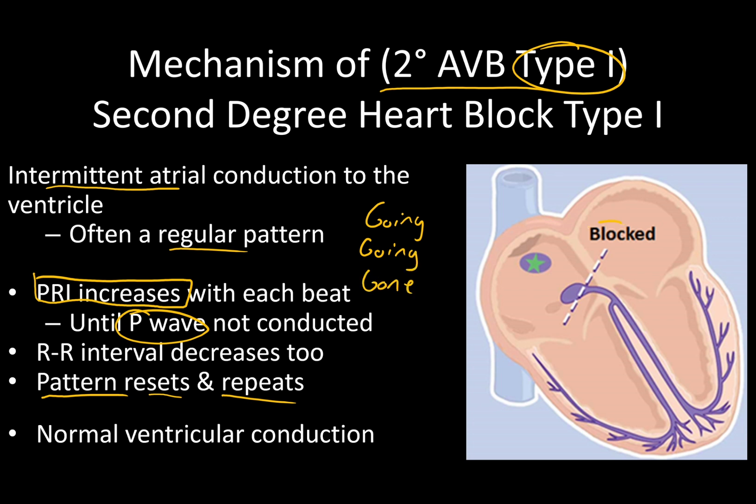And the block is, of course, right here, and it is intermittent. And so you should have your normal sinus beats, just occasionally some don't go through. Your QRS should be perfectly normal, though. There shouldn't be any problems there.